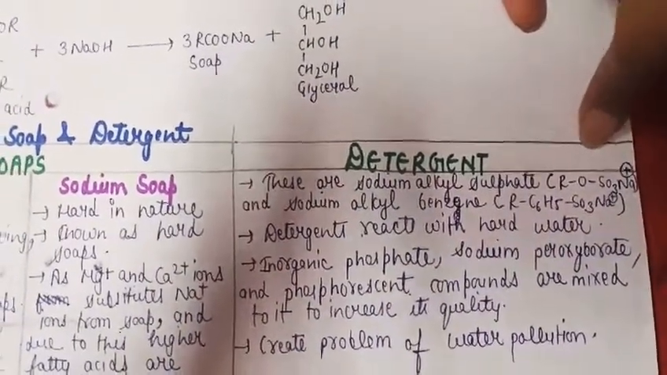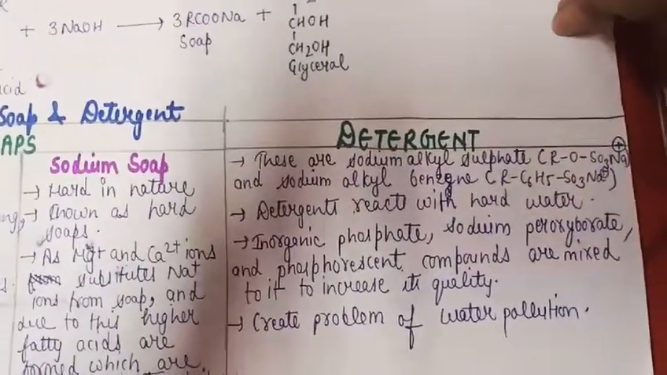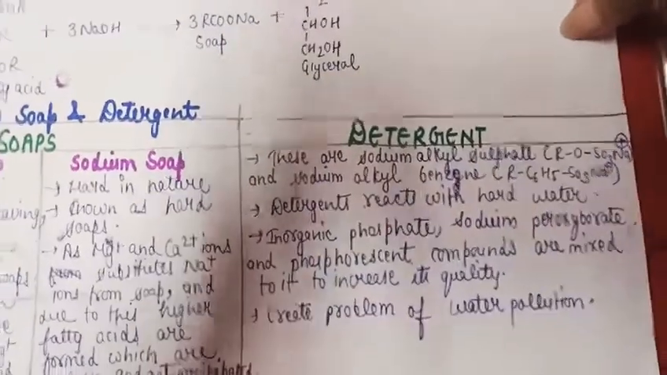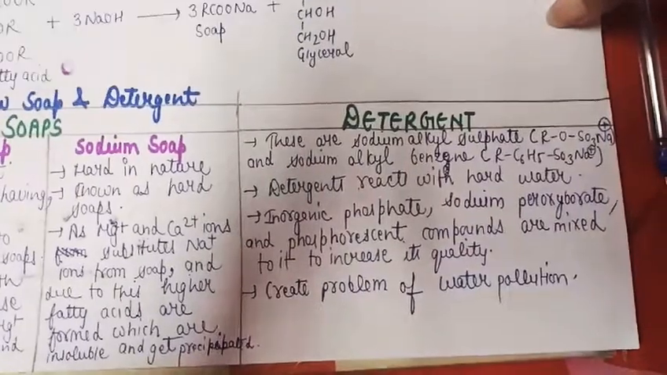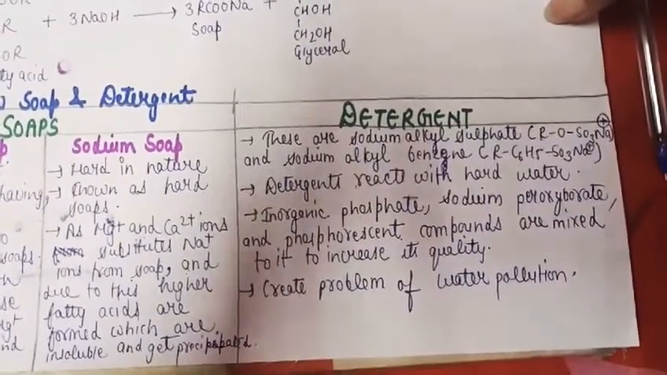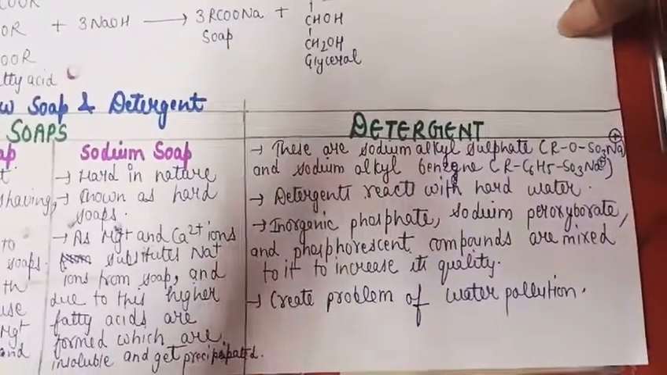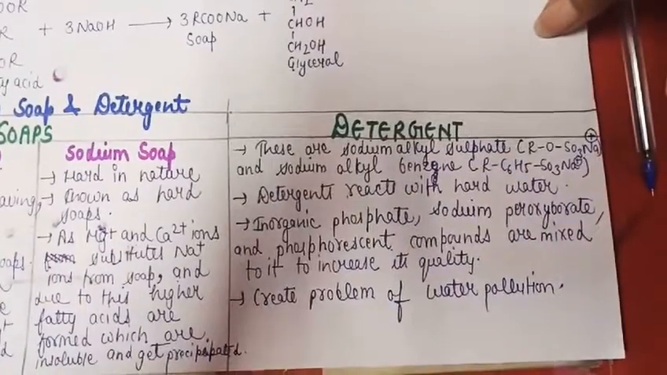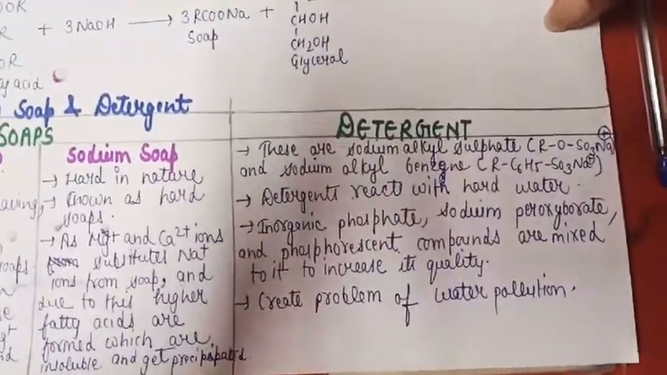A detergent reacts with hard water because it has the quality to remove the calcium and magnesium ions from the hard water and act as a cleaning agent. Inorganic phosphate, sodium peroxyborate and phosphorescent compounds are mixed to it to increase its quality. Sometimes it creates the problem of water pollution. So detergents have some other chemicals added, and that is why we use them in a limited way.